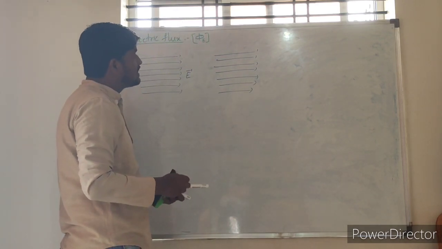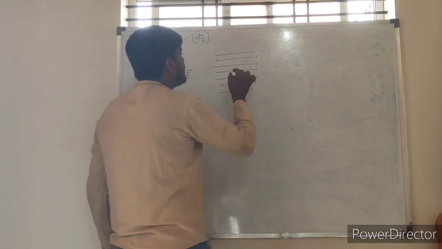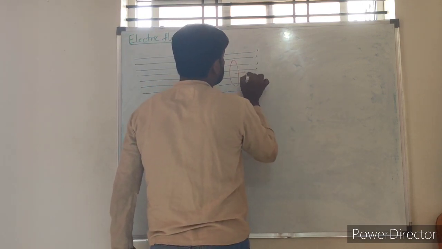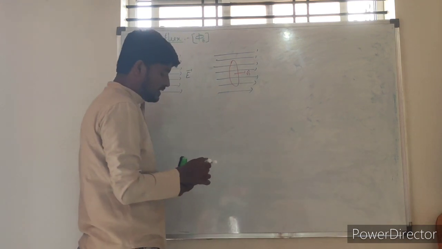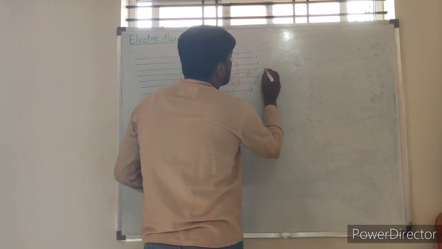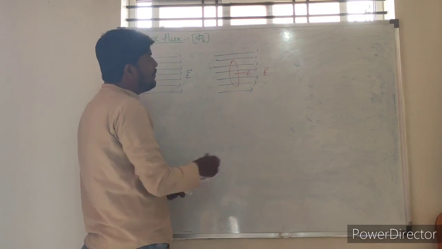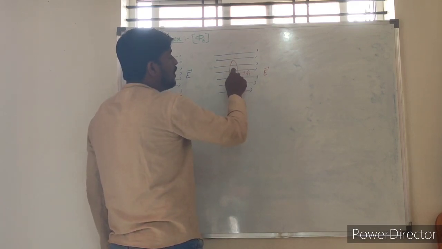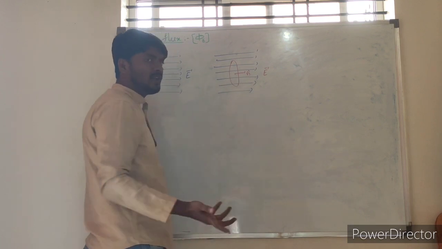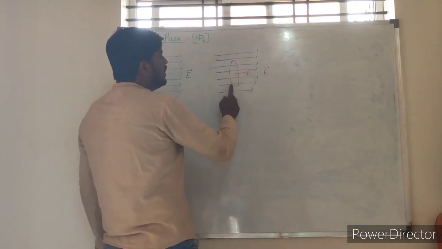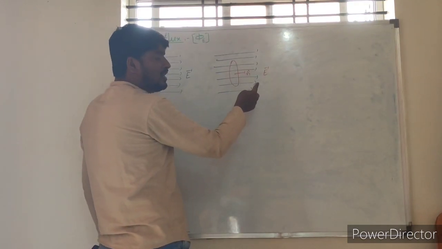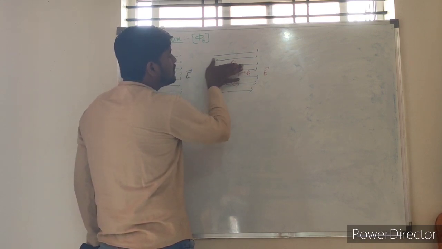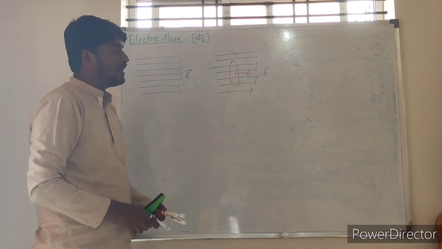So let me draw the surface area. Suppose I draw a surface area of area delta S with a normal, say n cap. Look at this. This is the direction of the electric field. Here, the electric field and the normal of the surface of area delta S, or you can say A, are parallel to each other. Hence, the maximum number of field lines are passing through that particular area.